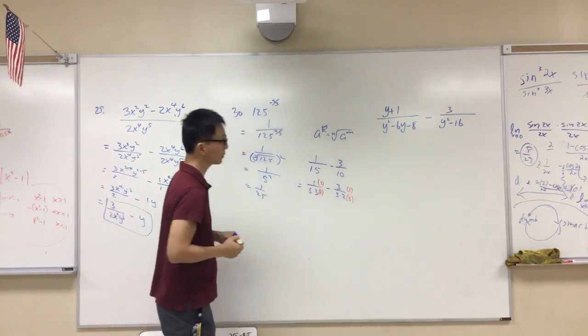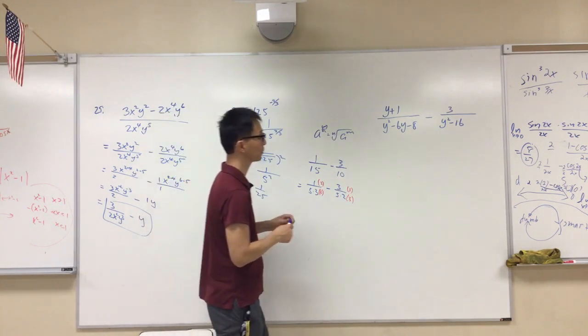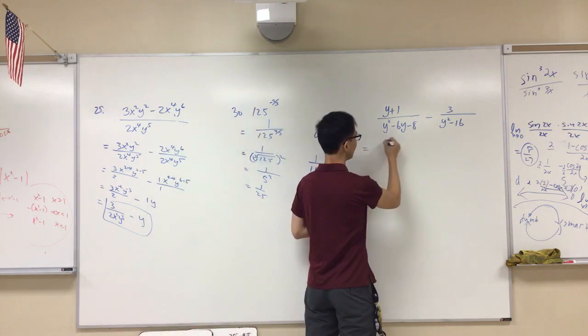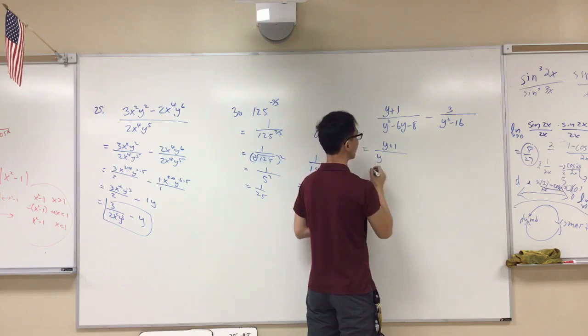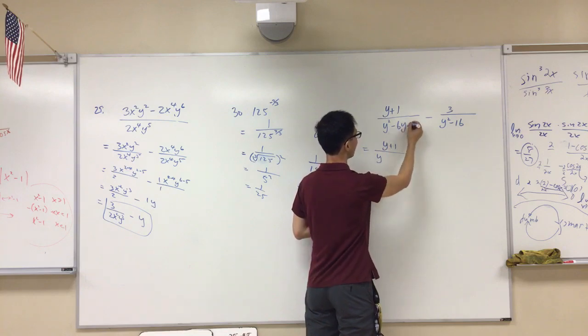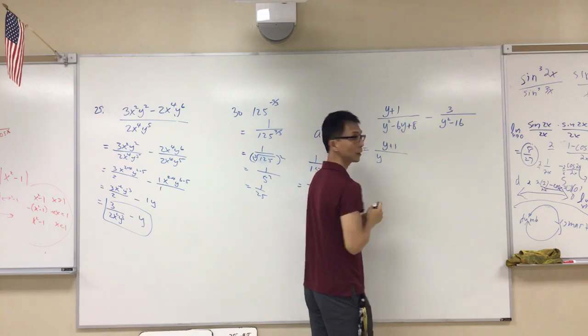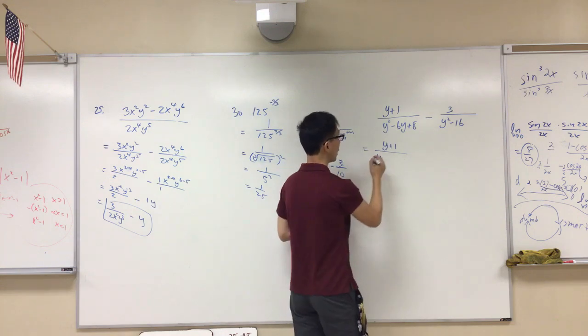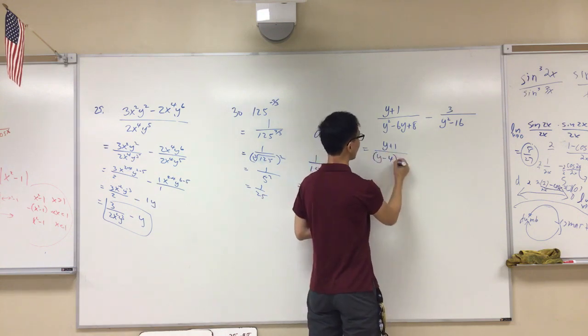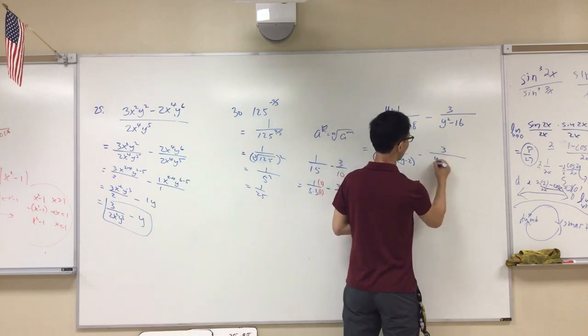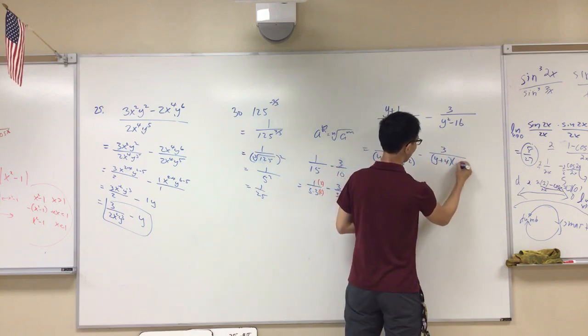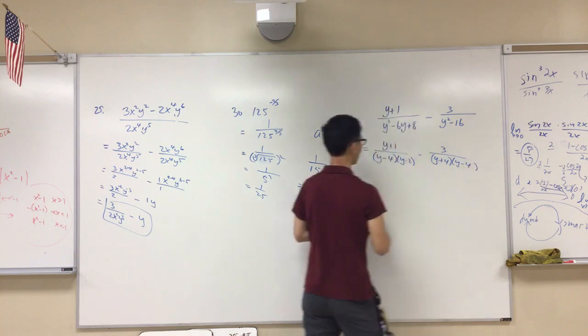So then you say, okay, let's factor it. So y plus 1 over y squared minus 6y plus 8. Is this factorable? It should be a plus, right? So it'll be y minus 4 and y minus 2, minus 3 over y plus 4 and y minus 4. So that should be your first step.